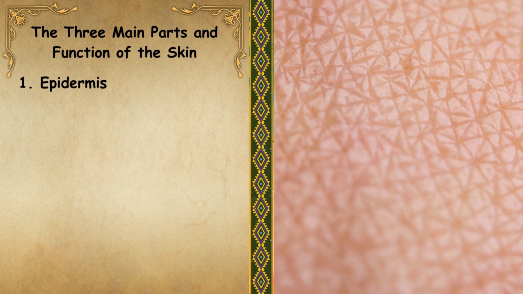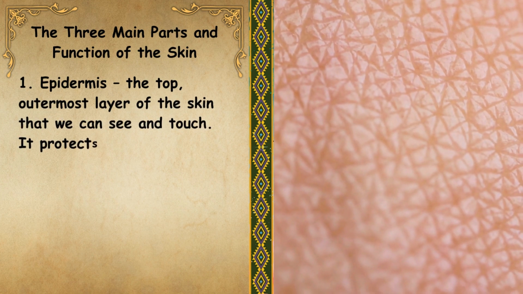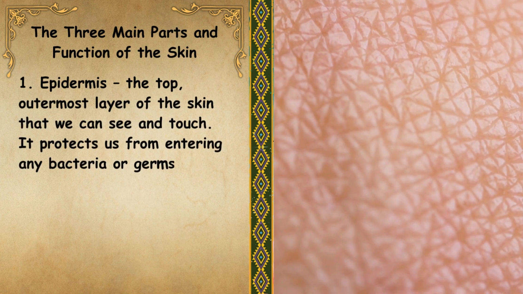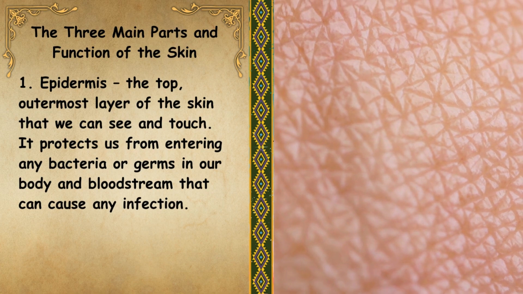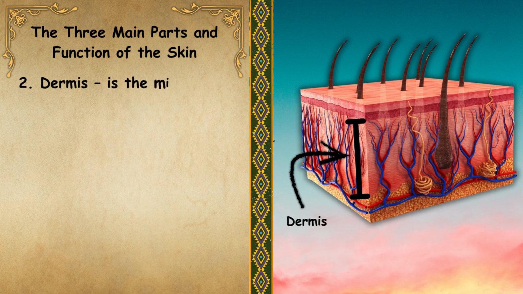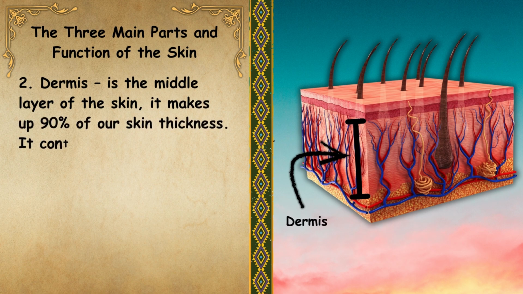1. Epidermis, the top, outermost layer of the skin that we can see and touch. It protects us from entering any bacteria or germs in our body and bloodstream that can cause any infection. 2. Dermis. It is the middle layer of the skin. It makes up 90% of our skin thickness.